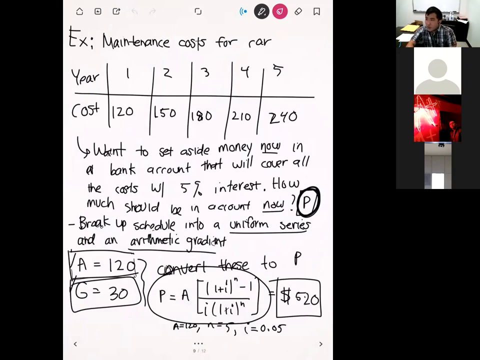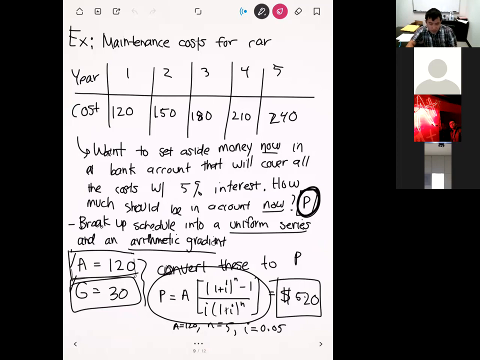In this problem, what I said was that your friend just purchased a car, and the maintenance costs for this car are going to go up with time, right? It starts at 120 in year 1, and then it's going to go up by 30 each year after that for the first 5 years.